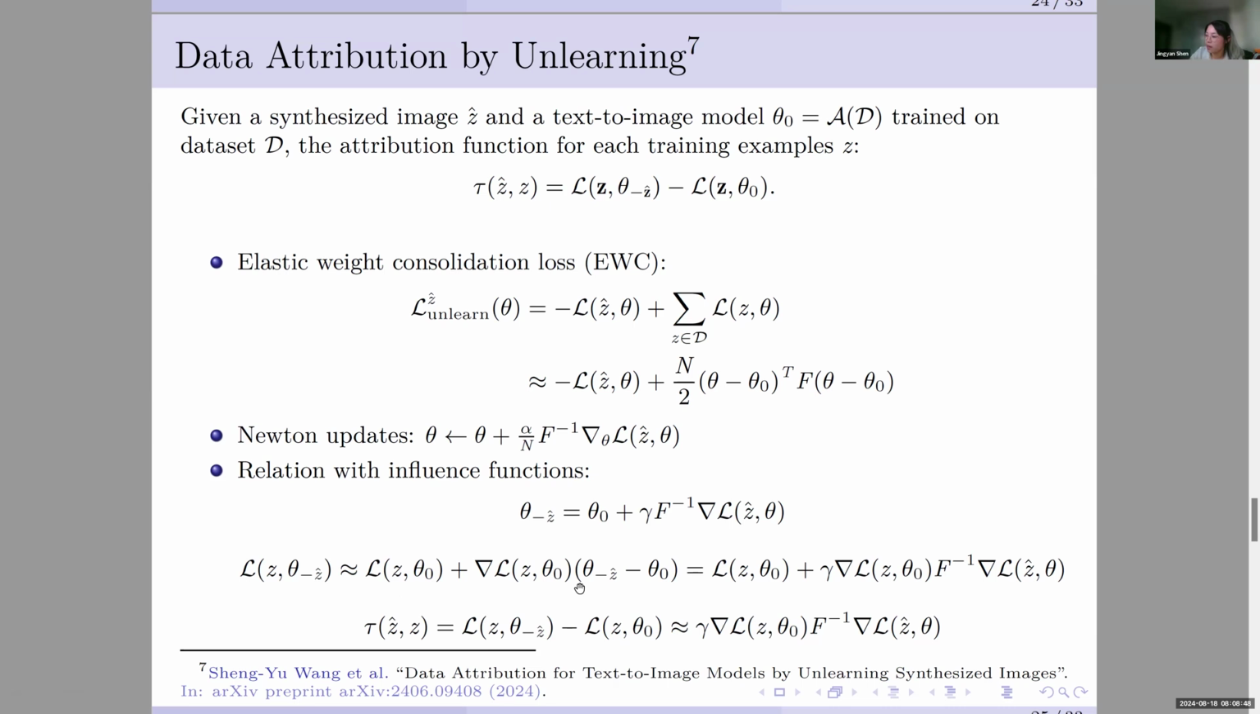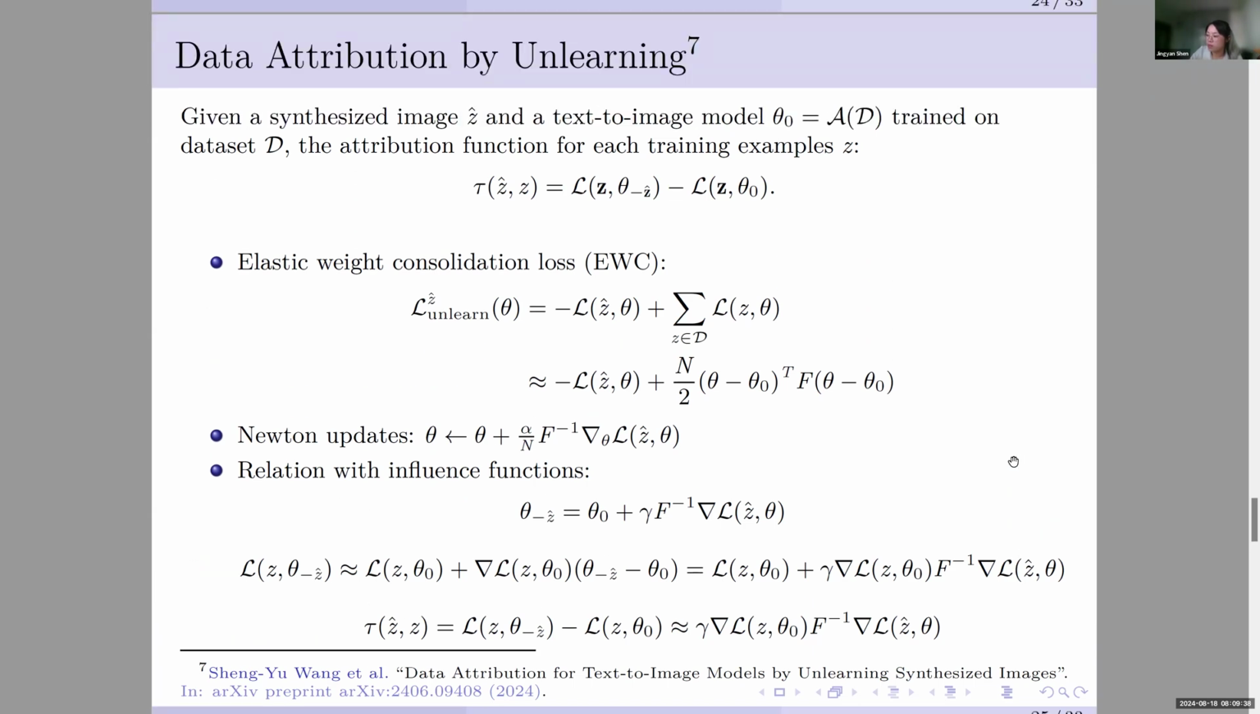If we insert this term here and do the expansion, we can see that this loss function can finally be represented as the loss function on the training examples with the model parameters, plus one more term based on the gradients. And this term is actually identical with what we've got from the influence function. So finally, the data attribution score is related to the influence function methods. So this is the idea for these methods.